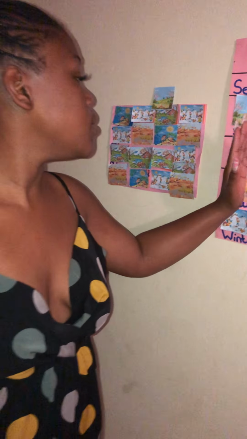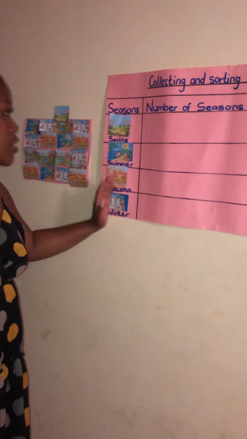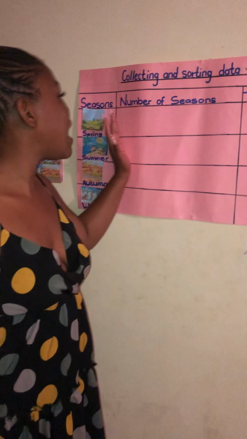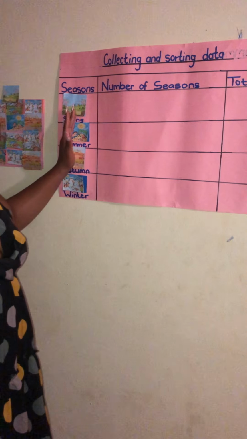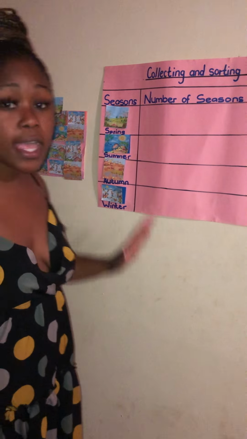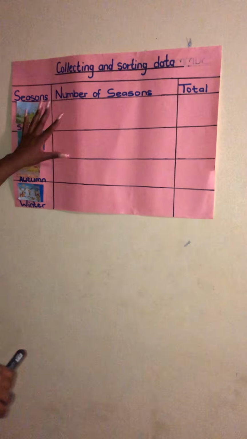Now we need to group them correctly into their correct groups so that we will be able to count all of them and get the total number of seasons that we have here. Okay, learners, I will ask each learner to come up to the board and place these seasons in their correct groups. We can do a few together so that you can see.